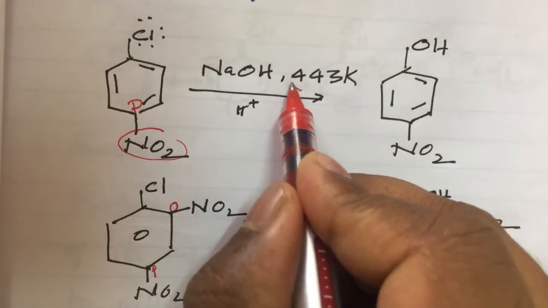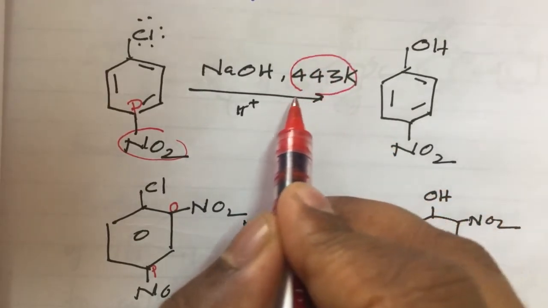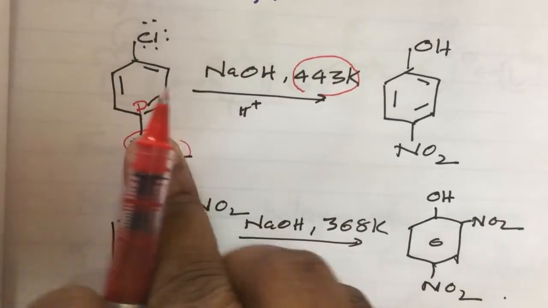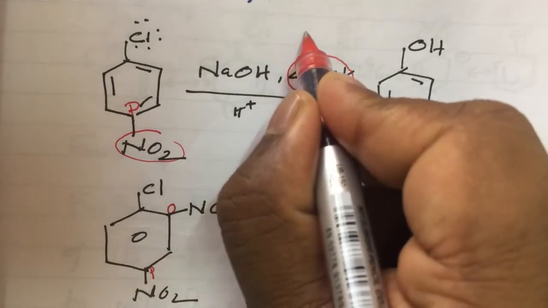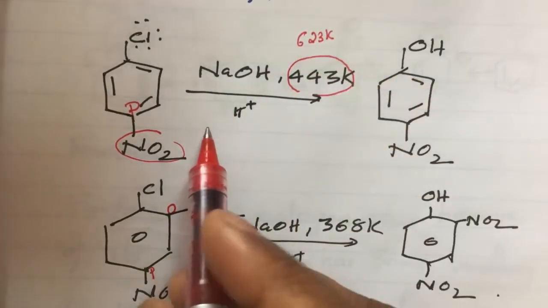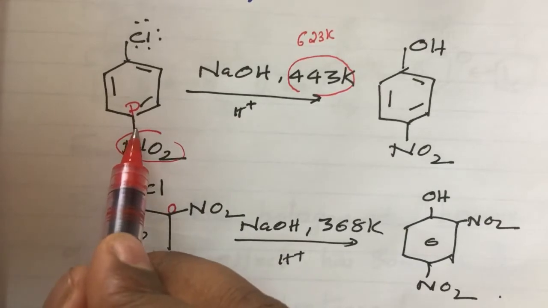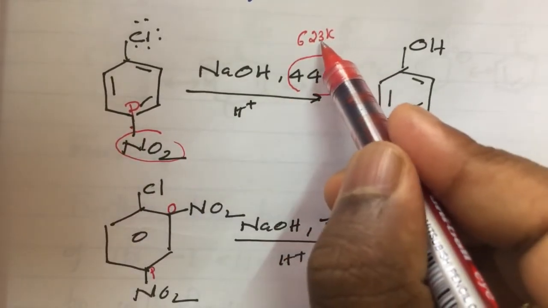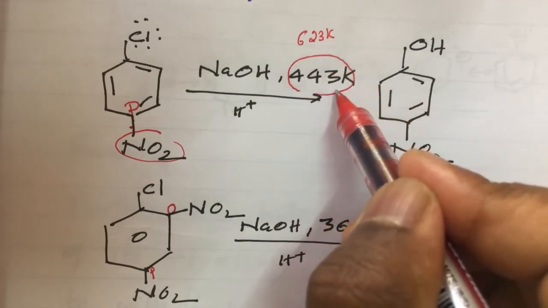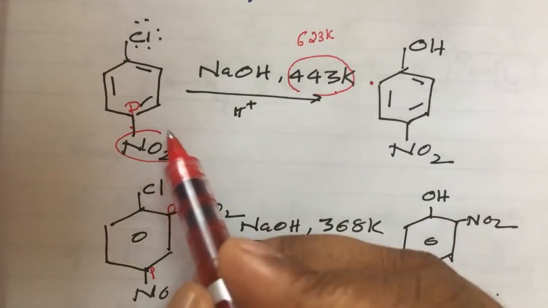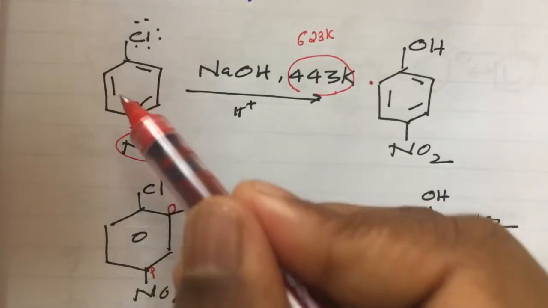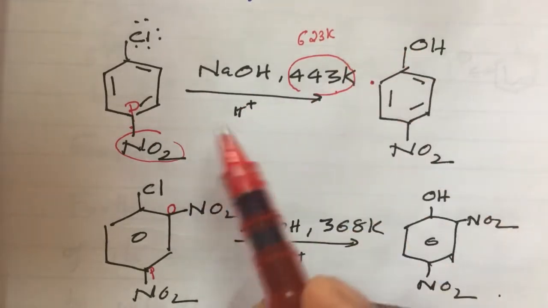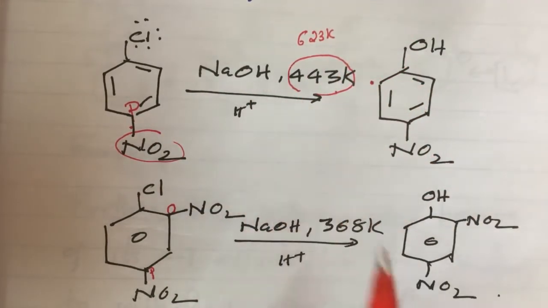Let's see here. Here the temperature is only 443 Kelvin. For haloarenes, if NO2 is not present, only for haloarene, the temperature is 623 Kelvin. If NO2 is present at the para position, we can reduce the temperature from 623 Kelvin to 443 Kelvin. Why? Because para nitrochlorobenzene is more reactive than chlorobenzene towards nucleophilic substitution reaction. So the temperature you can reduce.